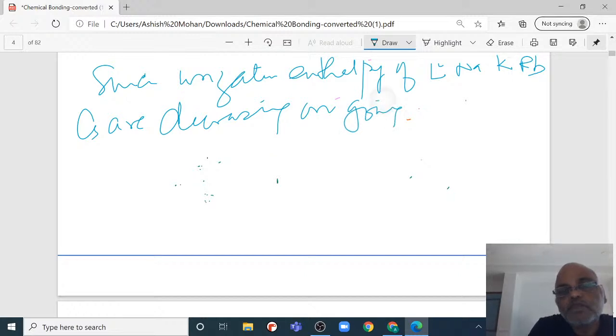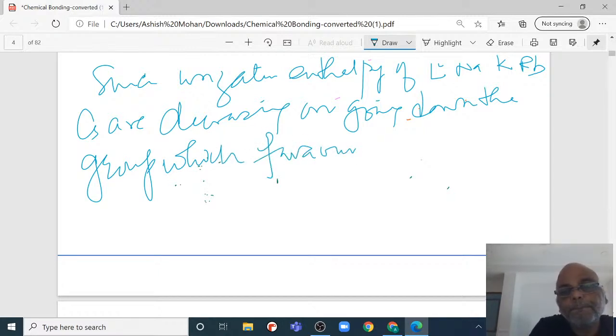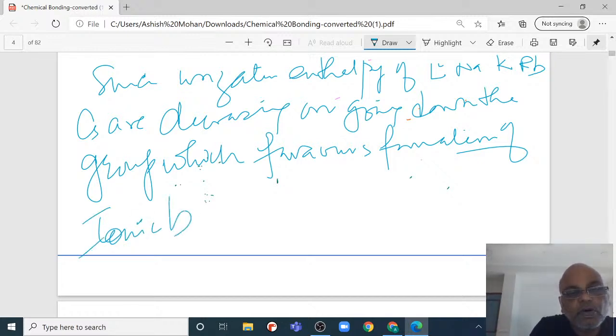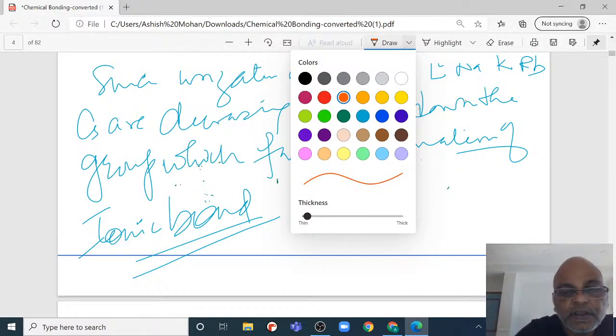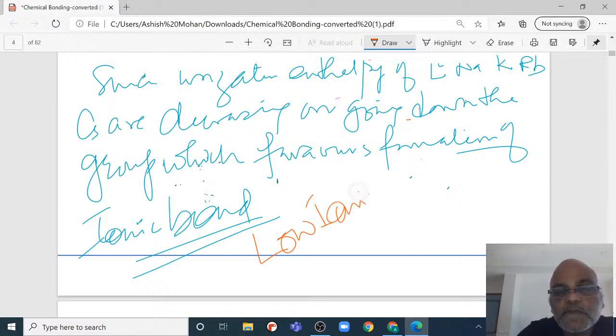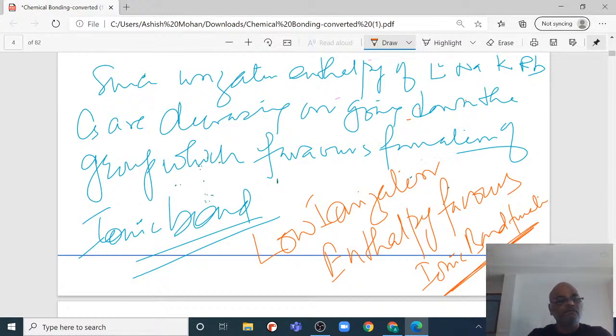going down the group, that favors the formation of ionic bonds. Low ionization enthalpy favors ionic bond formation.